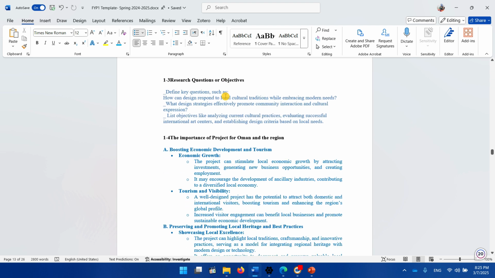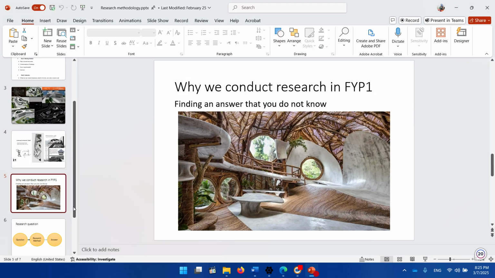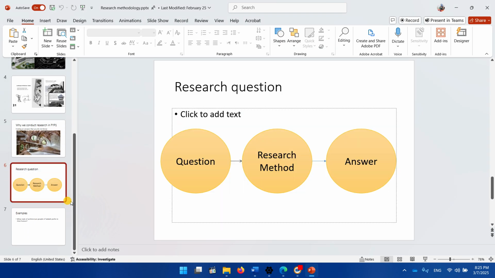The next part is about the research question or objective. This part is very much related to your chapter 3. If you have a question in your mind, okay? So basically, I can describe it like this. If you have a question in your mind and, based on a specific method, you want to find the answer in your chapter 3, so the question and objective start from here.